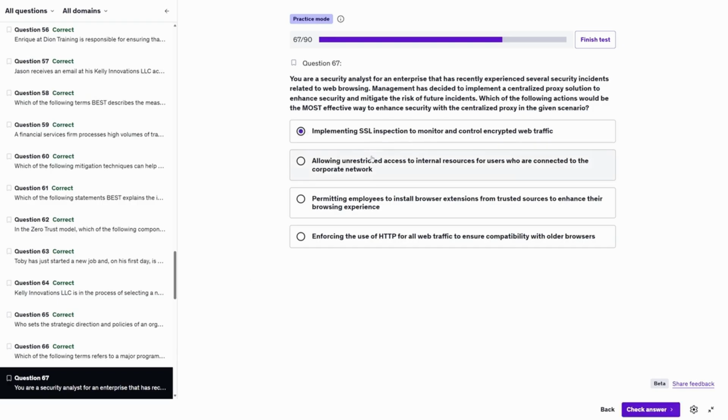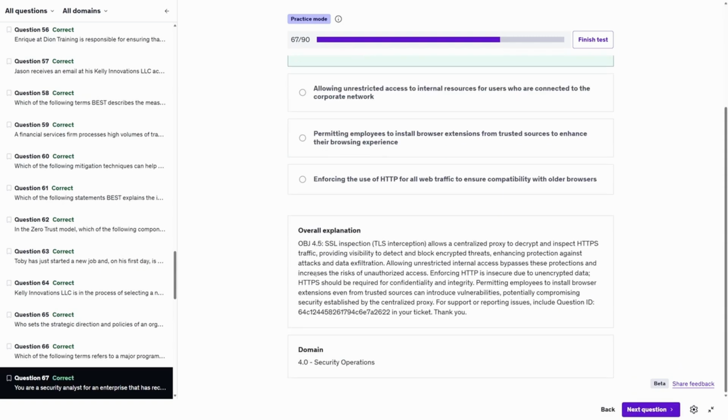And the correct answer here would be implementing SSL inspection to monitor and control encrypted web traffic. SSL inspection allows a centralized proxy to decrypt and inspect HTTPS traffic, providing visibility to detect and block encrypted threats, enhancing protection against attacks and data exfiltration. I'll leave up the other answers here for a few extra moments.